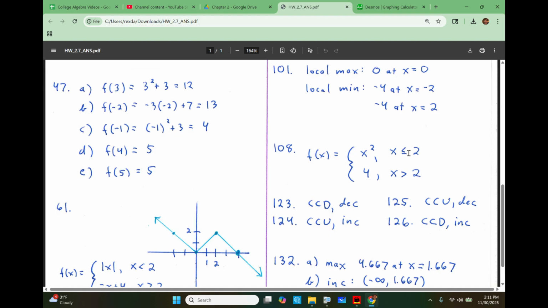Okay, let's do some of this concave up, concave down stuff, just to start practicing this. So in 123, this little arc is salad bowl down and decreasing the entire time. So salad bowl down, concave down, and decreasing.